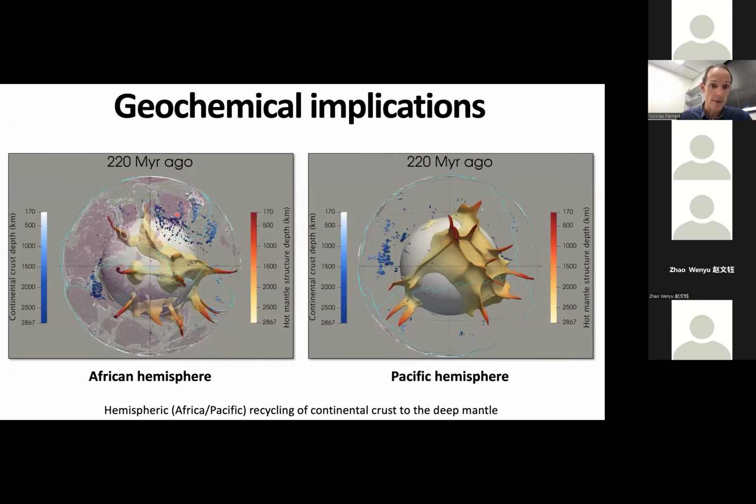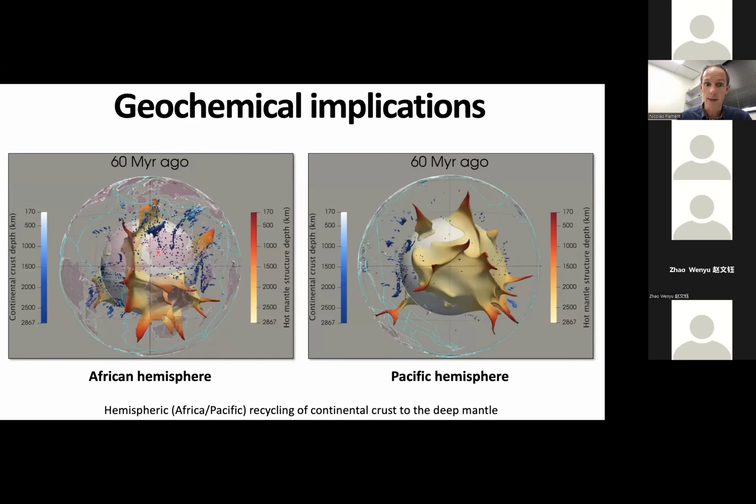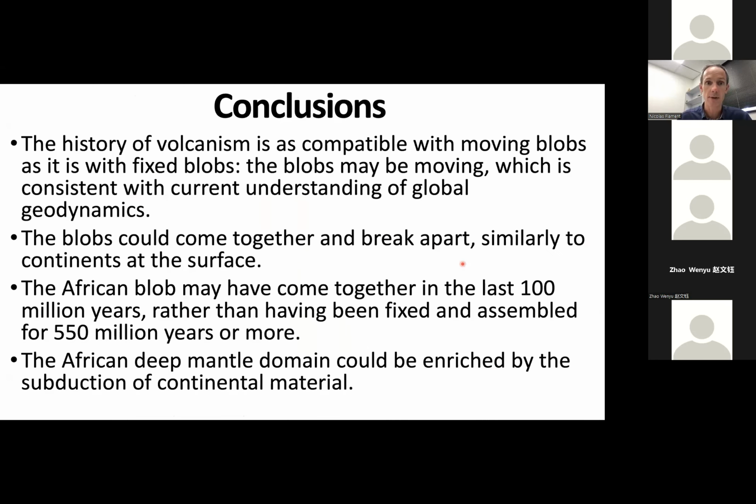You can see some of these anomalies sinking in, and it's like it's snowing continental crust into the deep mantle. Okay, well, there's continental crust entrained to large depths in the African hemisphere in particular, and a lot less in the Pacific hemisphere. So a few conclusions from this work. The main one is that the history of volcanism is as compatible with moving blobs as it is with fixed blobs. So the blobs may be moving, they must not be fixed. And this is consistent with the current understanding of global geodynamics.